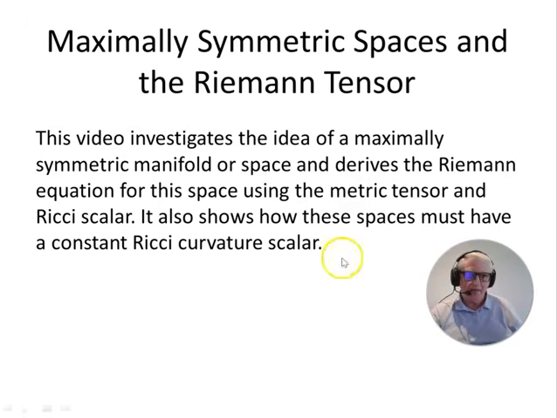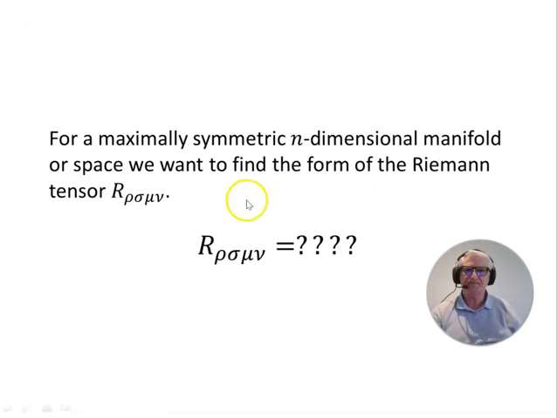So in short, this video investigates the idea of a maximally symmetric manifold or space and derives the Riemann equation for this space using the metric tensor and Ricci scalar. It also shows how these spaces must have a constant Ricci curvature scalar. So let's make a start.